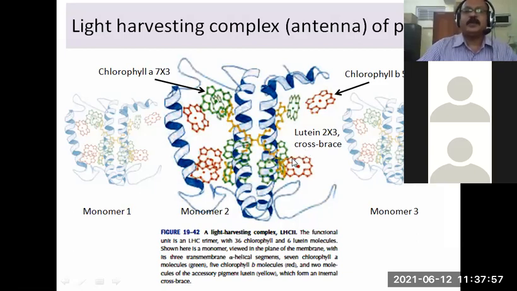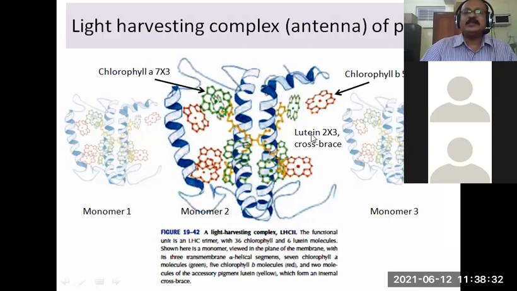Is it okay, everybody? Yes, sir. Then let us look at chlorophyll B molecules. Chlorophyll B, these brown color structures: 1, 2, 3, 4, and 5. Chlorophyll B molecules are 5 per monomer, and therefore if you multiply it by 3, because there are 3 monomers, the total number of chlorophyll B molecules in the light harvesting complex of plants is 15. 5 multiplied by 3, 15.